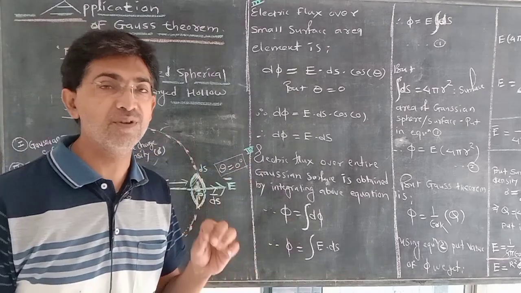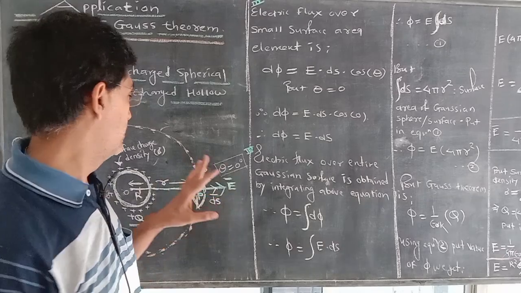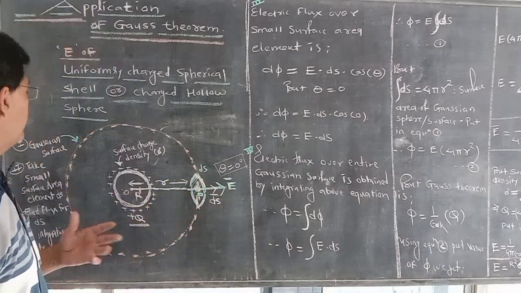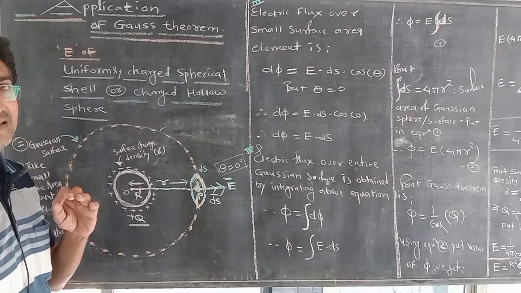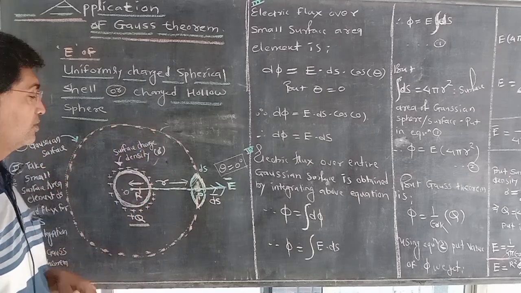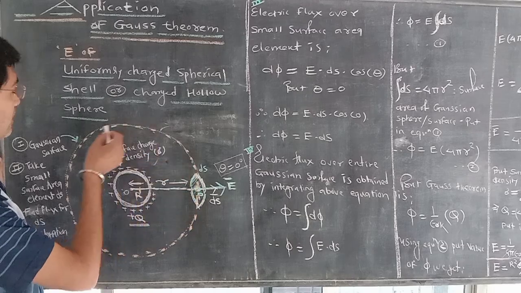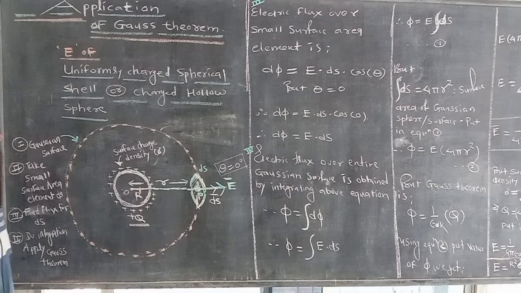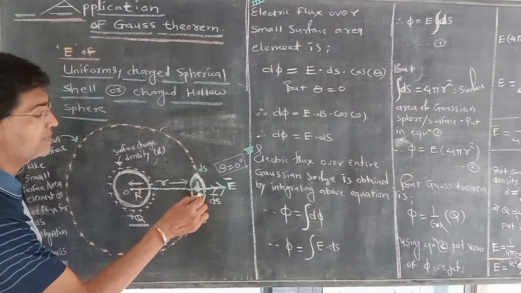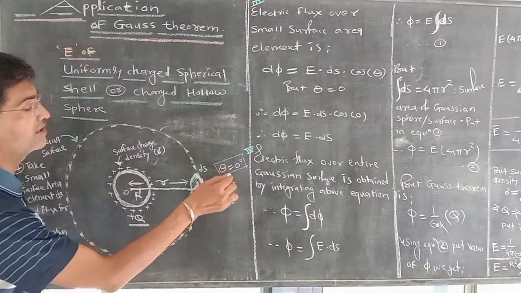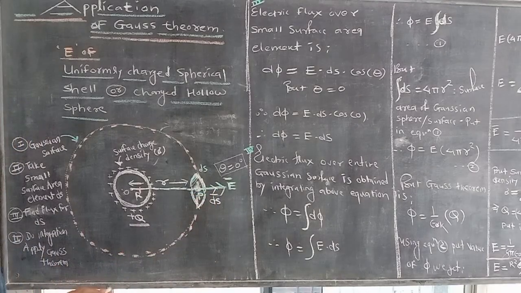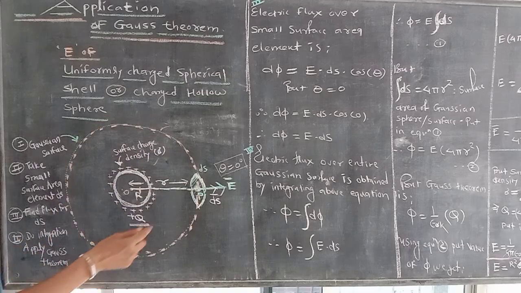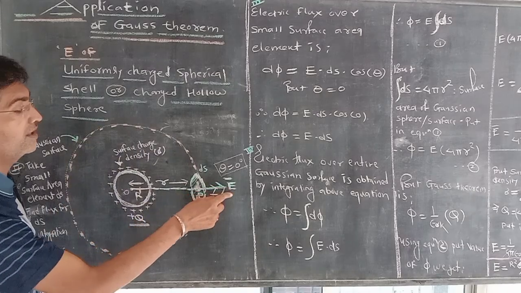The Gaussian surface should be, I will not say must, but should, of the same shape as the body. So this pink dotted line represents the Gaussian surface. It is a Gaussian sphere which is passing through the point P, where you want to find the value of electric field intensity E.